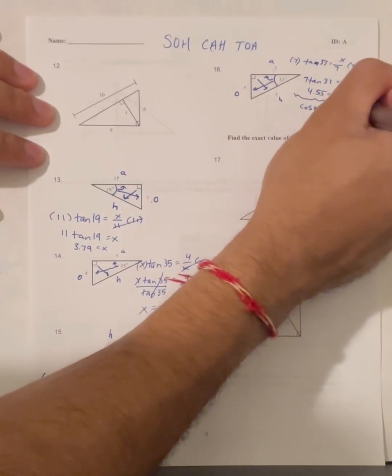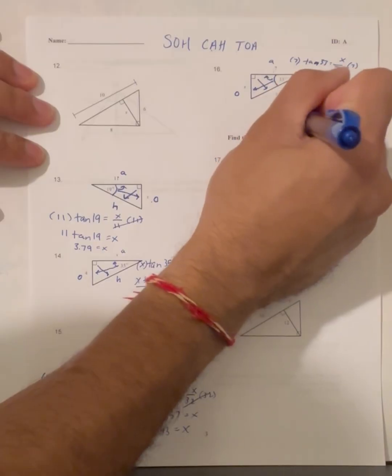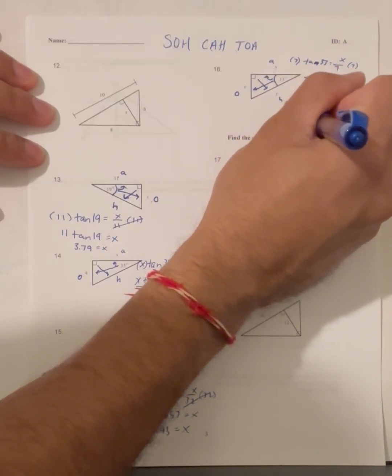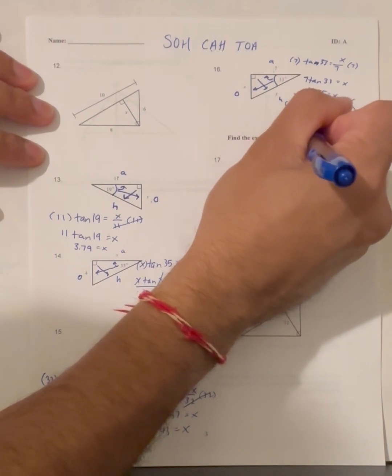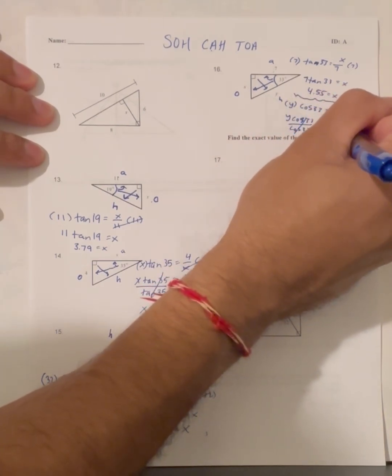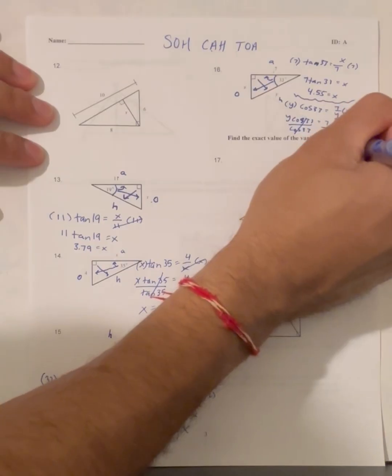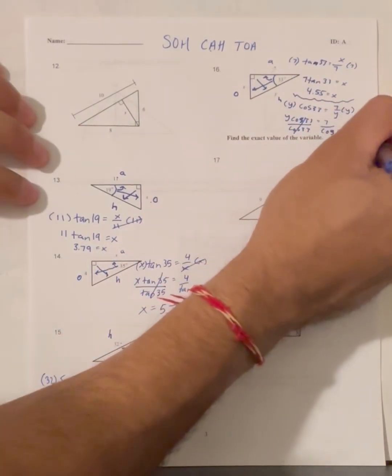Okay, to solve this, we got to multiply y to the other side. We'll get y cosine of 33 equals 7. And then we got to divide by cosine of 33 to get y by itself. Okay, so y equals 8.35.